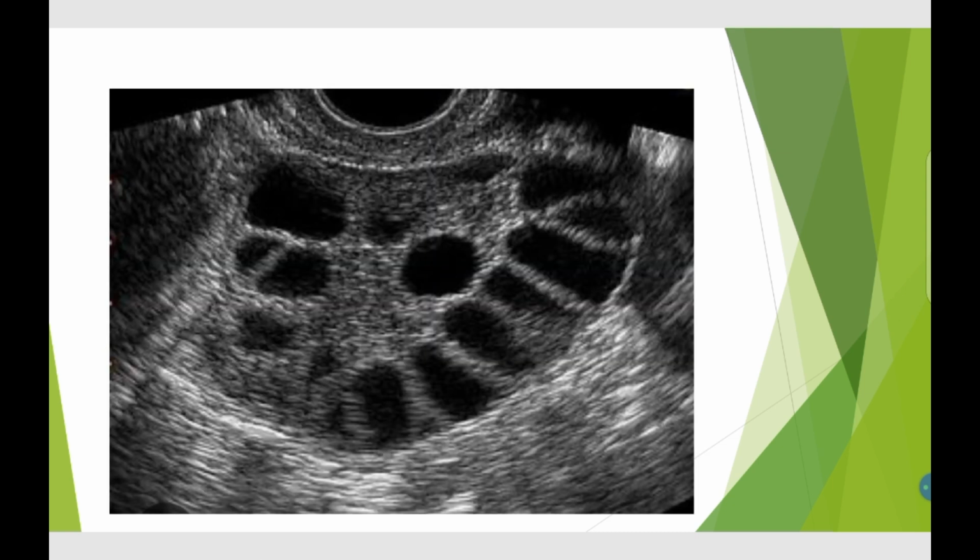So this is the ultrasonographic picture. There will be ovarian enlargement. You will be able to see multiple follicles, and this is the picture which is seen on sonography.